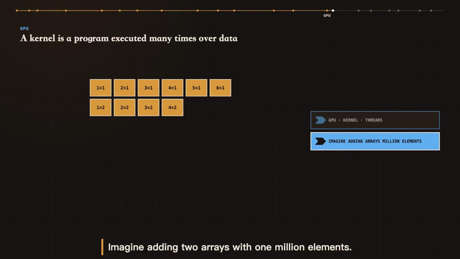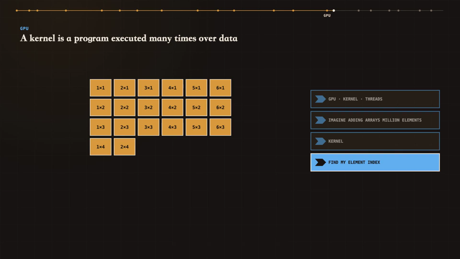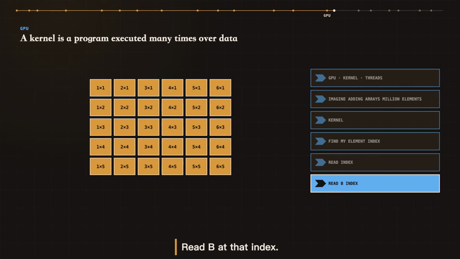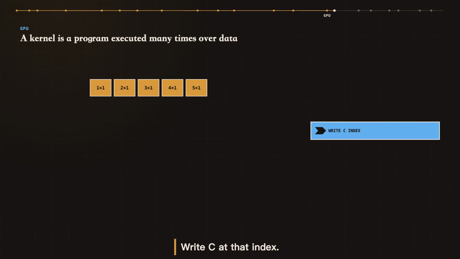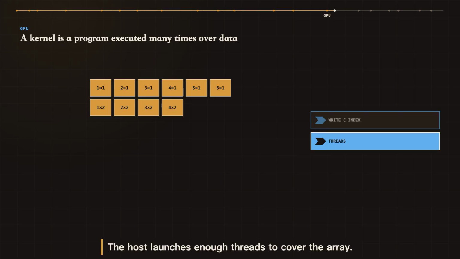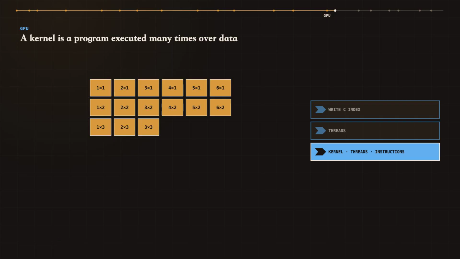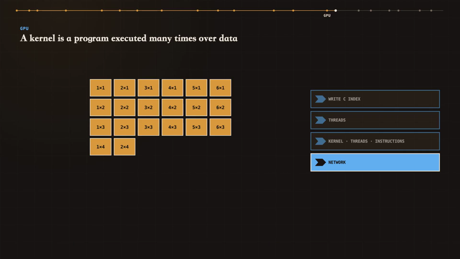Imagine adding two arrays with 1 million elements. The kernel program for one thread can be simple. Find my element index. Read A at that index. Read B at that index. Add them. Write C at that index. The host launches enough threads to cover the array. Many threads execute the same kernel instructions on different indices. Neural network kernels are more involved, but the principle survives.